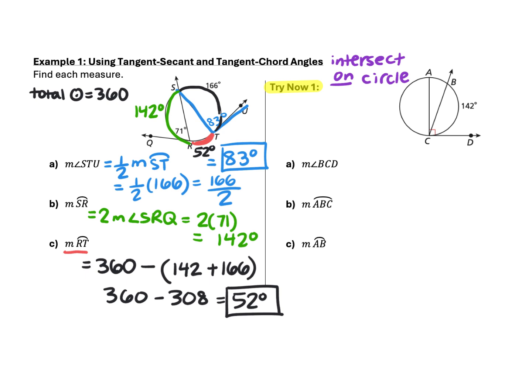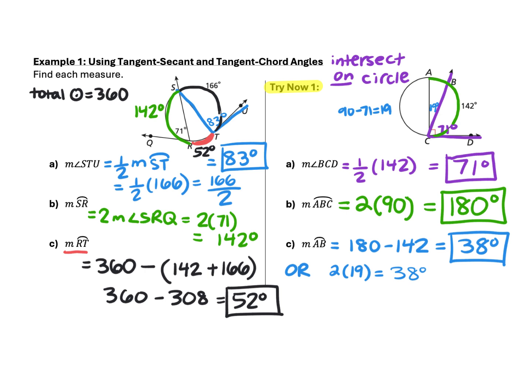Here's your solution. To find the measure of angle BCD, take half the measure of the intercepted arc, 142, and that's 71 degrees. For the measure of arc ABC, that is double the 90-degree angle that is forming that, and 2 times 90 is 180 degrees. And then to get the measure of arc AB, you can use the fact that ABC is 180 and BC is 142. Well, 180 minus 142 is 38.